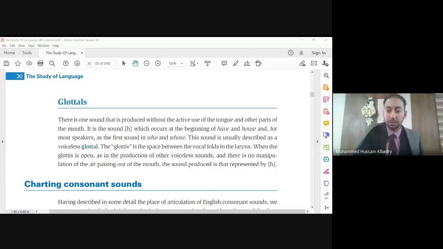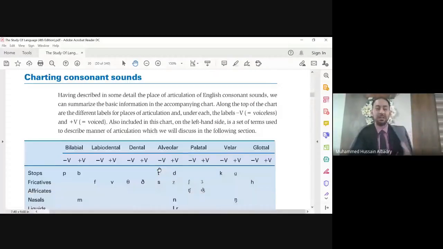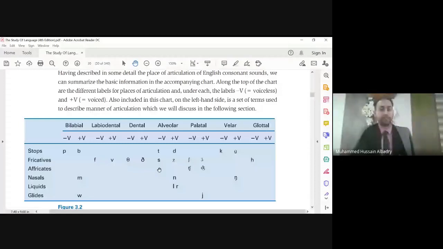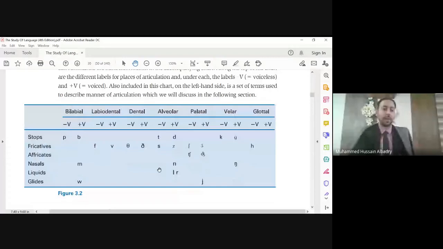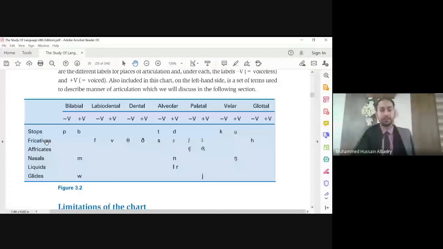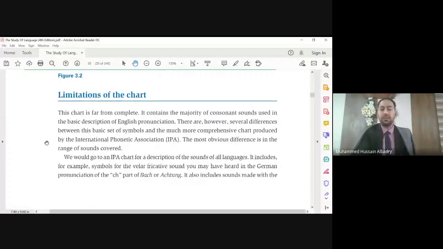Now we go, thank you all. We go to this charting here. You know this charting, bilabial, labial, dental, the summary here. Dental, alveolar, palatal, velar, glottal. And here on the left, stops, fricatives, affricates, nasals, liquids, glides. These are related to the manner of articulation. Okay, just we have limitation. This is not important.